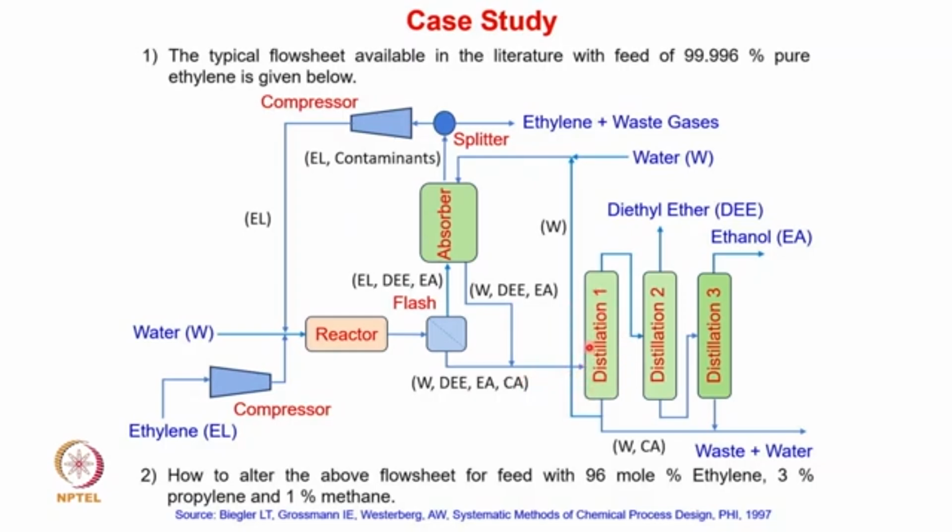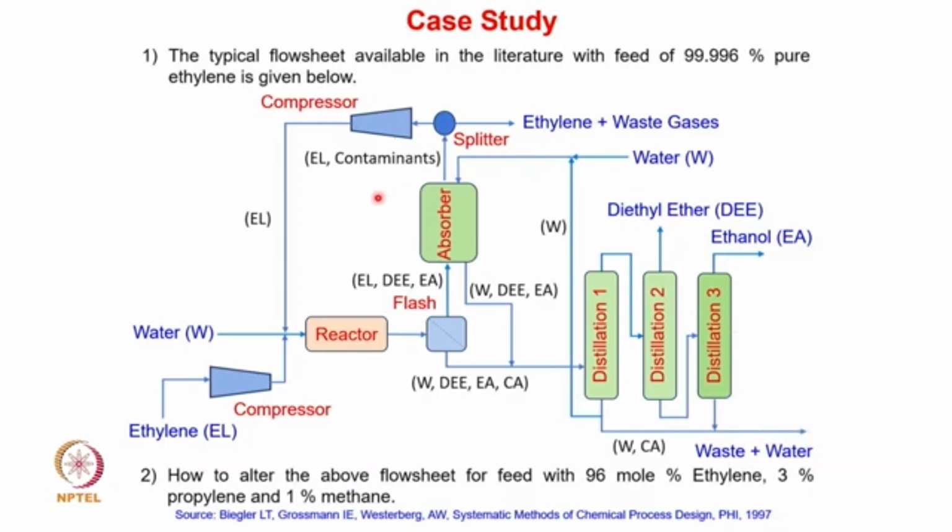In this first distillation unit, primarily water and croton aldehyde is separated as a bottom product, whereas the top product is then passed to the second distillation unit, where diethyl ether is separated, and again the bottom product coming from the distillation unit is then charged to the third distillation unit, where primarily the ethanol is separated as a top product and the remaining water is removed as a bottom product.